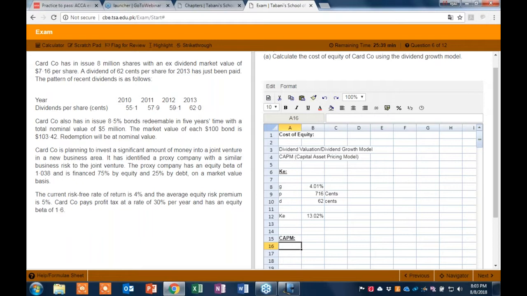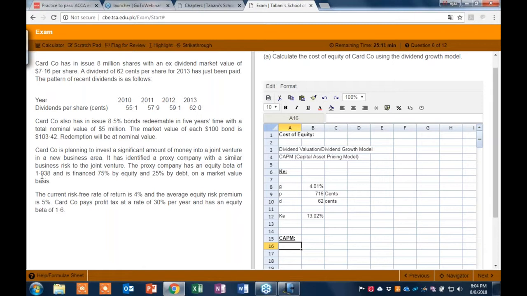So not only the same industry, it should be in the same industry, and it should be the same in size, or the level of operations of that company will be similar to your operations. You can call it a proxy company for you. So it has identified a proxy company with a similar business risk to the joint venture. So whatever business you are doing, this company has the same business risk.